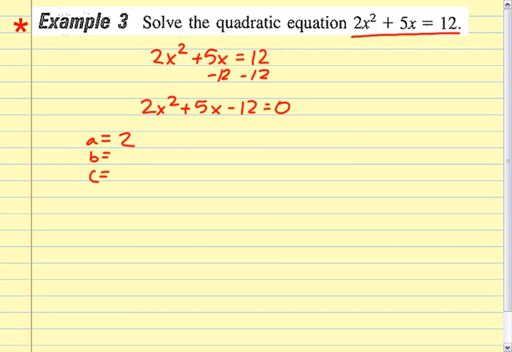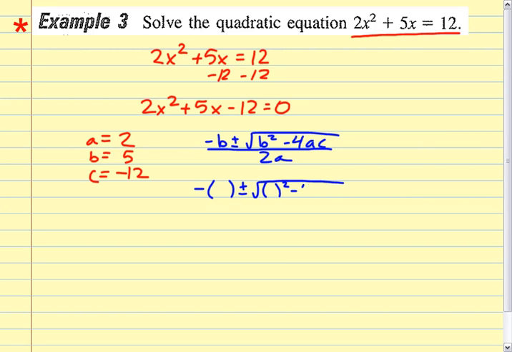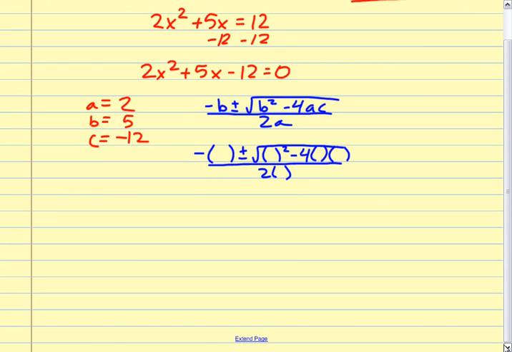B? C? Good. Okay. Now the quadratic formula is minus b plus or minus the square root of b squared minus 4ac all over 2a. Okay. Now, parentheses squared minus 4 parentheses all over 2 parentheses. Let me scoot this down a little bit.